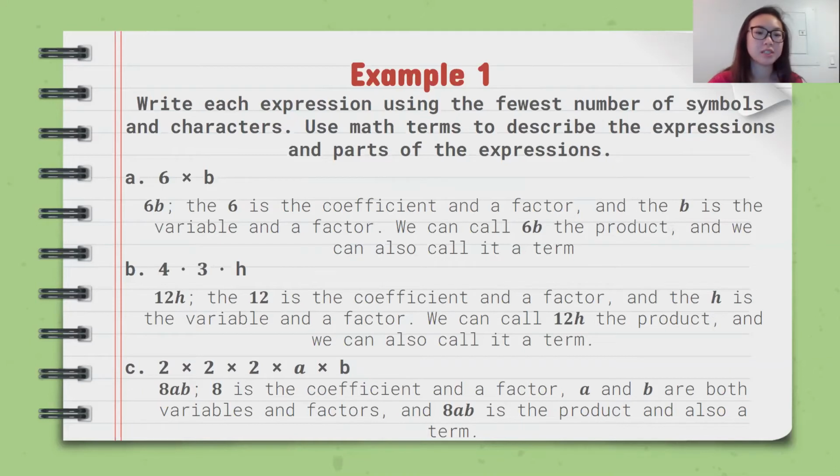And then for example C, here we have 2 times 2 times 2 times A times B. So that's a lot of times symbols there. It could get confusing. I would be extremely confused if I saw that. So take a moment again, try to figure that out on your own first, and then I'll go over the answer.